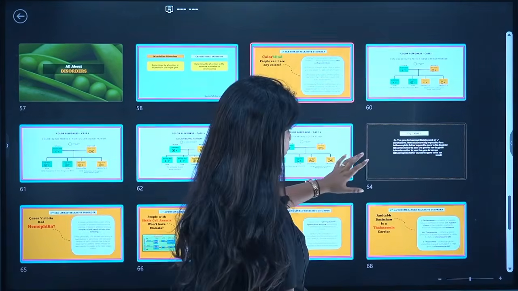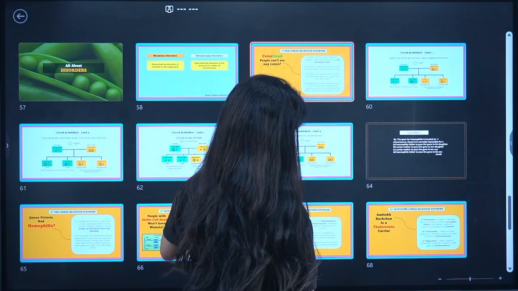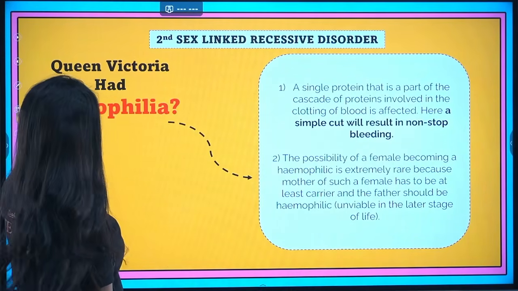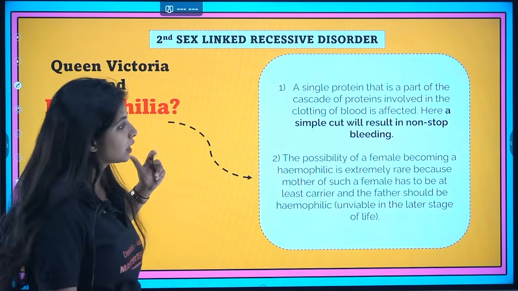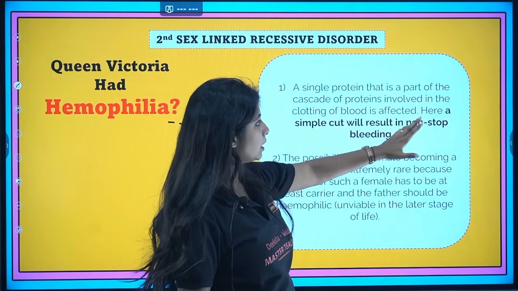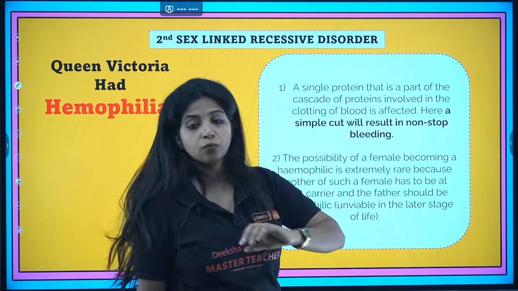So I have a question for that, but okay, so that is this. So did Queen Victoria have hemophilia? Yes, she was a carrier. She was a carrier for this. So a single protein that is a part of the cascade of proteins involved in clotting of blood is affected. Here a simple cut will result in what?